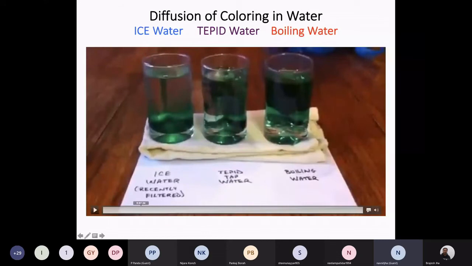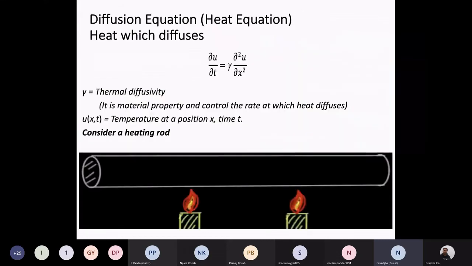Next, I will come to the simple equation which all of you are familiar with at bachelor's level, the heat equation, which we also call the diffusion equation. Heat diffuses. Here it is ∂u/∂t = γ ∂²u/∂x². I am not going to teach you how this equation is formed. I am just going to give you some idea of what this equation tells us. Here, gamma is the thermal diffusivity. Later on, instead of gamma, I will sometimes write epsilon.